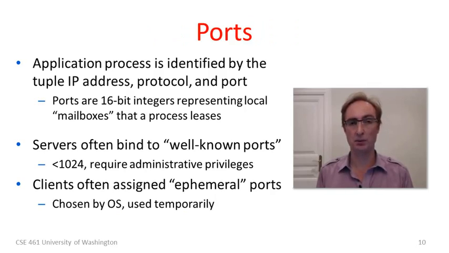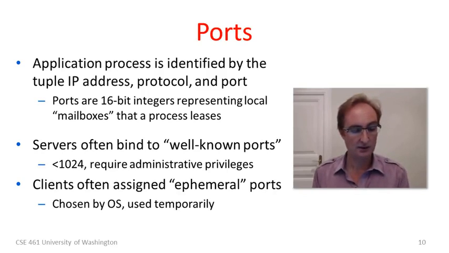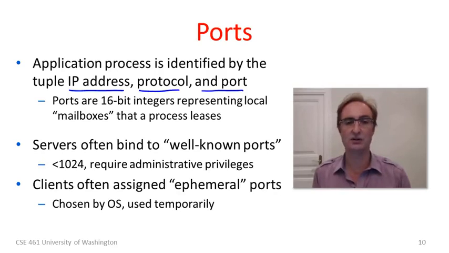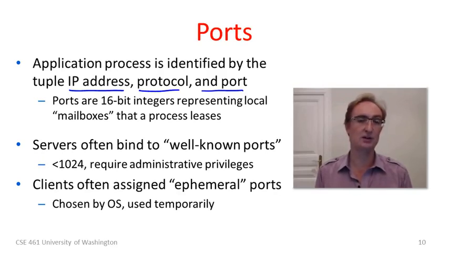Let's talk a little bit more about ports, and that will round out the service API that the transport layer provides in the internet to applications. So we've said that there are ports. These are the 16-bit identifiers which provide addressing for applications to use. Actually, it turns out that an application process running on a machine is identified by the tuple of the IP address, which tells you the machine, the protocol, since this could be TCP or UDP, and they share the same port space, and the port number itself.